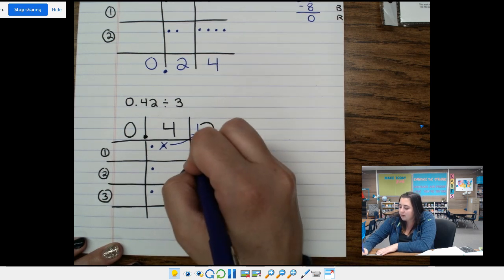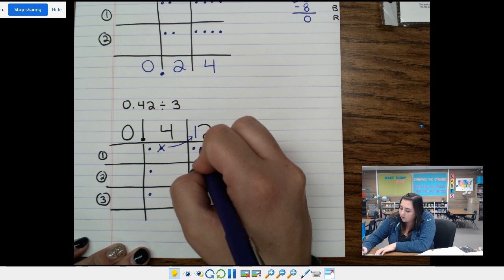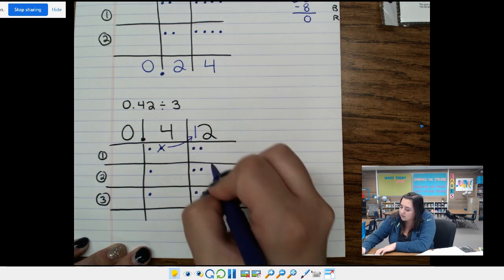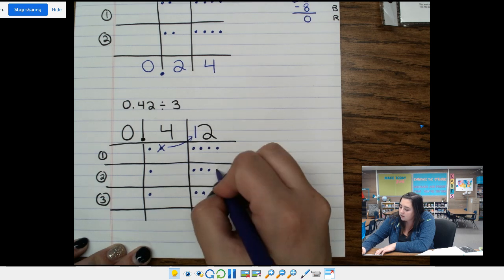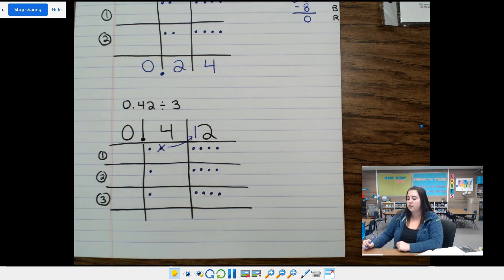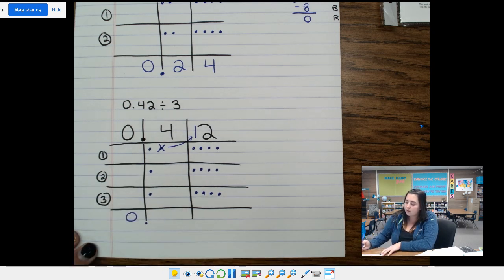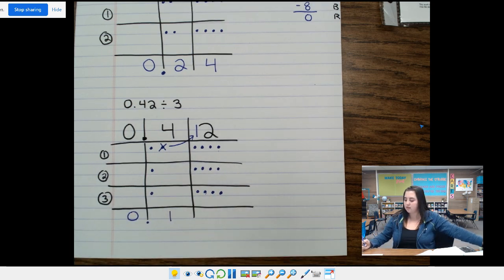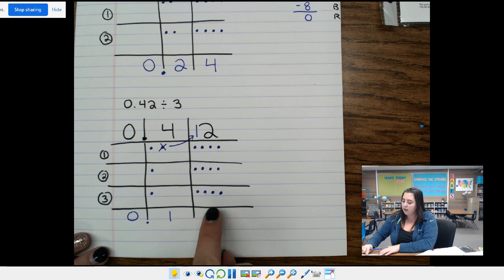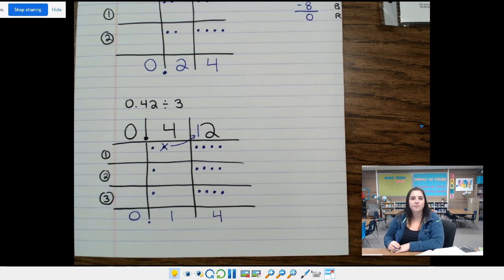Now let's divvy up our pennies. You get 1, you get 1, you get 1. That's 3, 4, 5, 6, 7, 8, 9, 10, 11, 12. There we go. It worked out evenly. So there's nothing in the ones place. There is 1 in the tenths place. And 4 in the hundredths place.